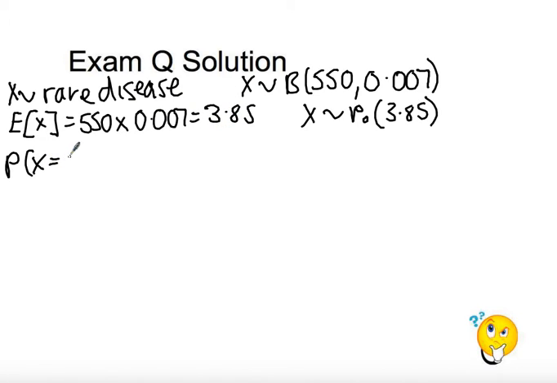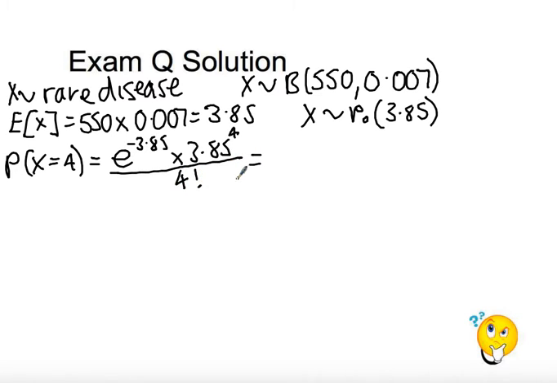So probability X is equal to 4 is equal to e to the minus 3.85, because that's our mean, times 3.85 to the power of 4, all over 4 factorial. If you type that into your calculator carefully, work through it slowly and make no mistakes, you should get an answer of 0.1948 to 4 decimal places.